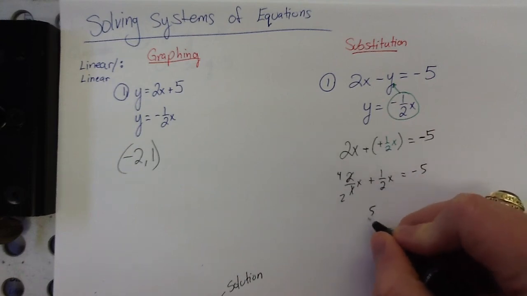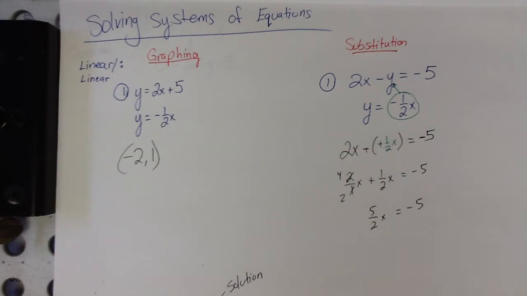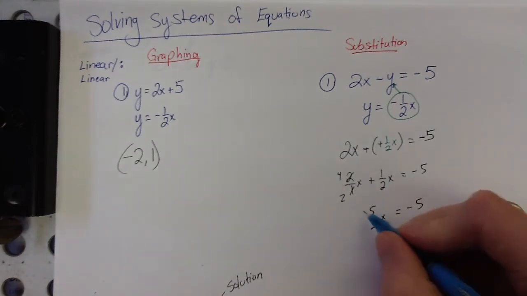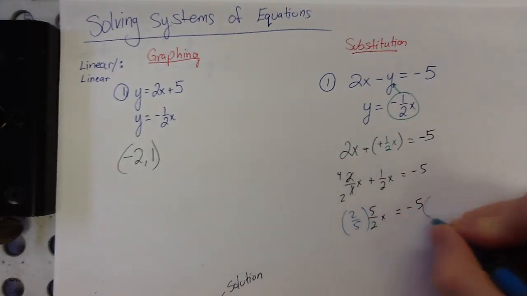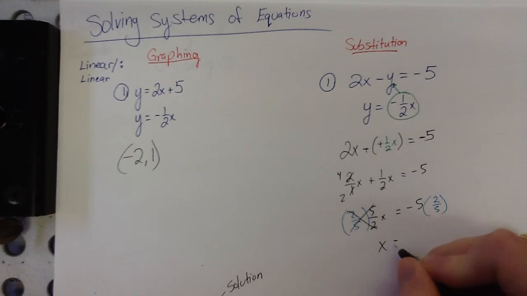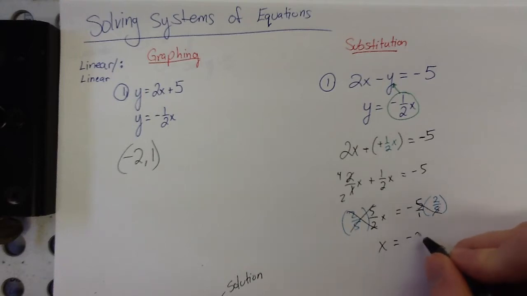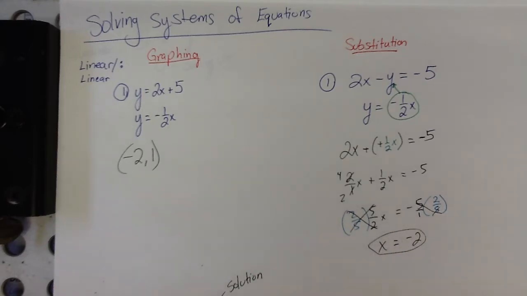4 and 1's 5, 5 halves x equals -5. All right, the best way to get rid of a fraction is multiply by its reciprocal. Whatever you do on one side, do it to the other. If you need to, put that 5 over 1. Those cross out. It's -2 over 1 or just -2.